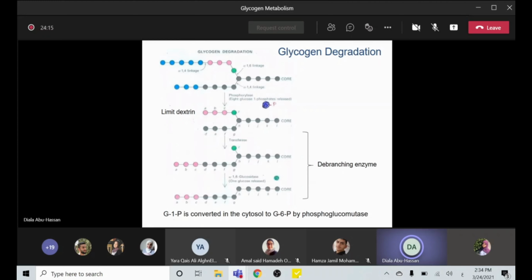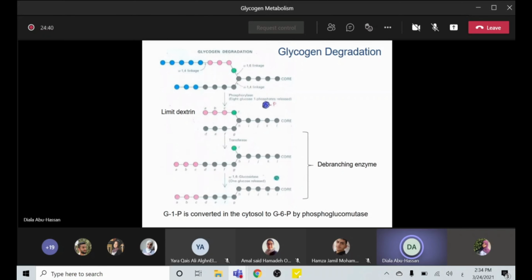So then we break by the phosphorylase, glycogen phosphorylase, one by one at the non-reducing end until we reach the limit dextrin. Limit dextrin should be seen here. It's going to get transferred to another branch or to the main chain, for example. So it can be broken one by one again by the phosphorylase.